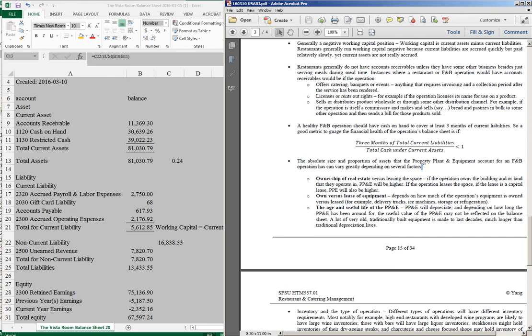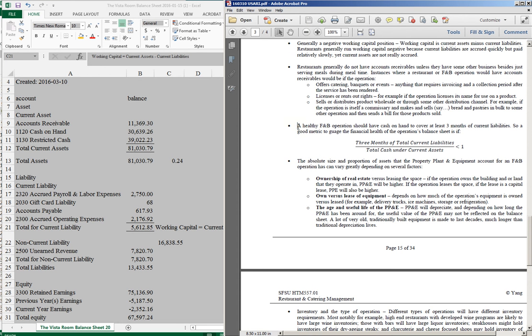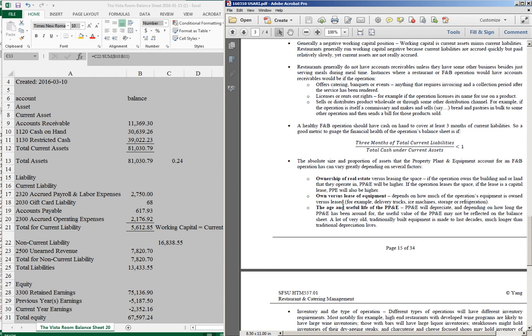Okay. So, we've talked about how generally restaurants don't have a lot of receivables. And we've also talked about how generally restaurants are working capital negative. In both instances, the Vista Room kind of breaks the mold. We've also talked about how a healthy food and beverage operation will have more than 3 months worth of total current liabilities in cash, just to maintain operations.